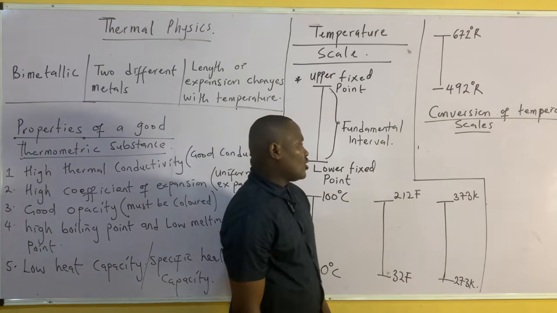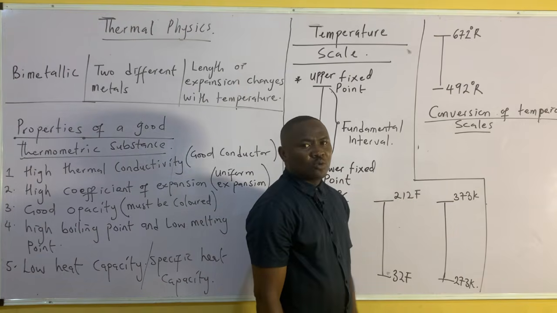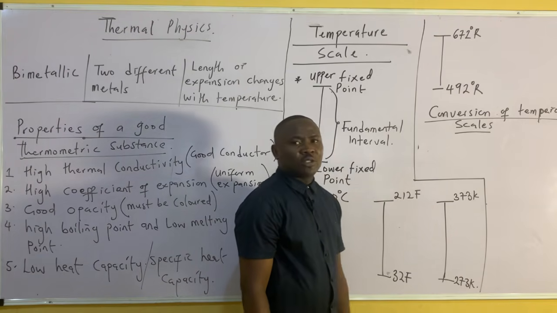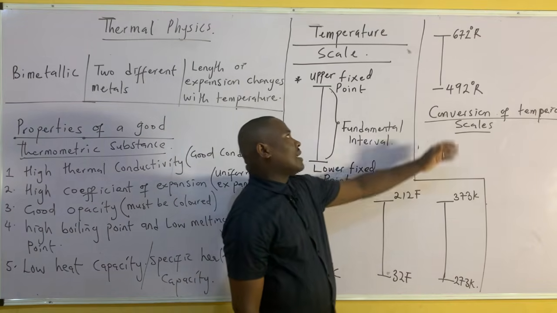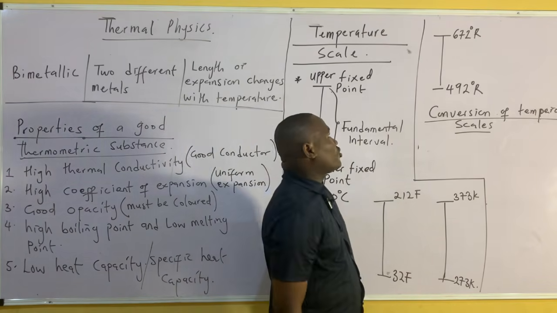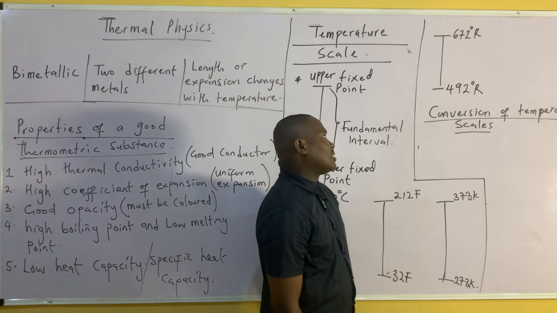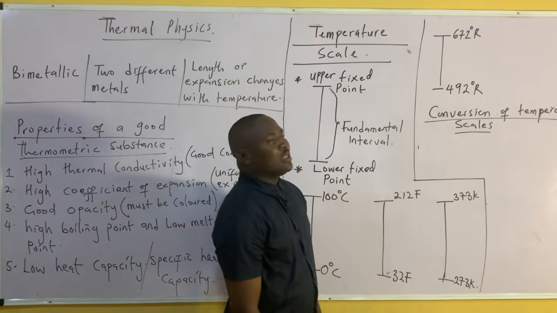The same thing for the Kelvin scale. For the Kelvin scale, you have the upper fixed point to be 373 and the lower fixed point to be 273. The difference will be 100. That is for the Kelvin scale. Then that's the Rankine scale. You have the upper fixed point to be 672 degrees and the lower fixed point to be 492.